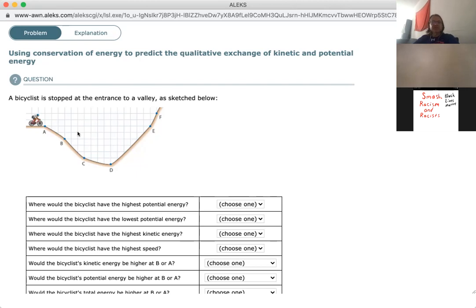Would the bicyclist's kinetic energy be higher at A or at B? Oh, I'm sorry, I've got a couple chats here. Oh yeah, very good.